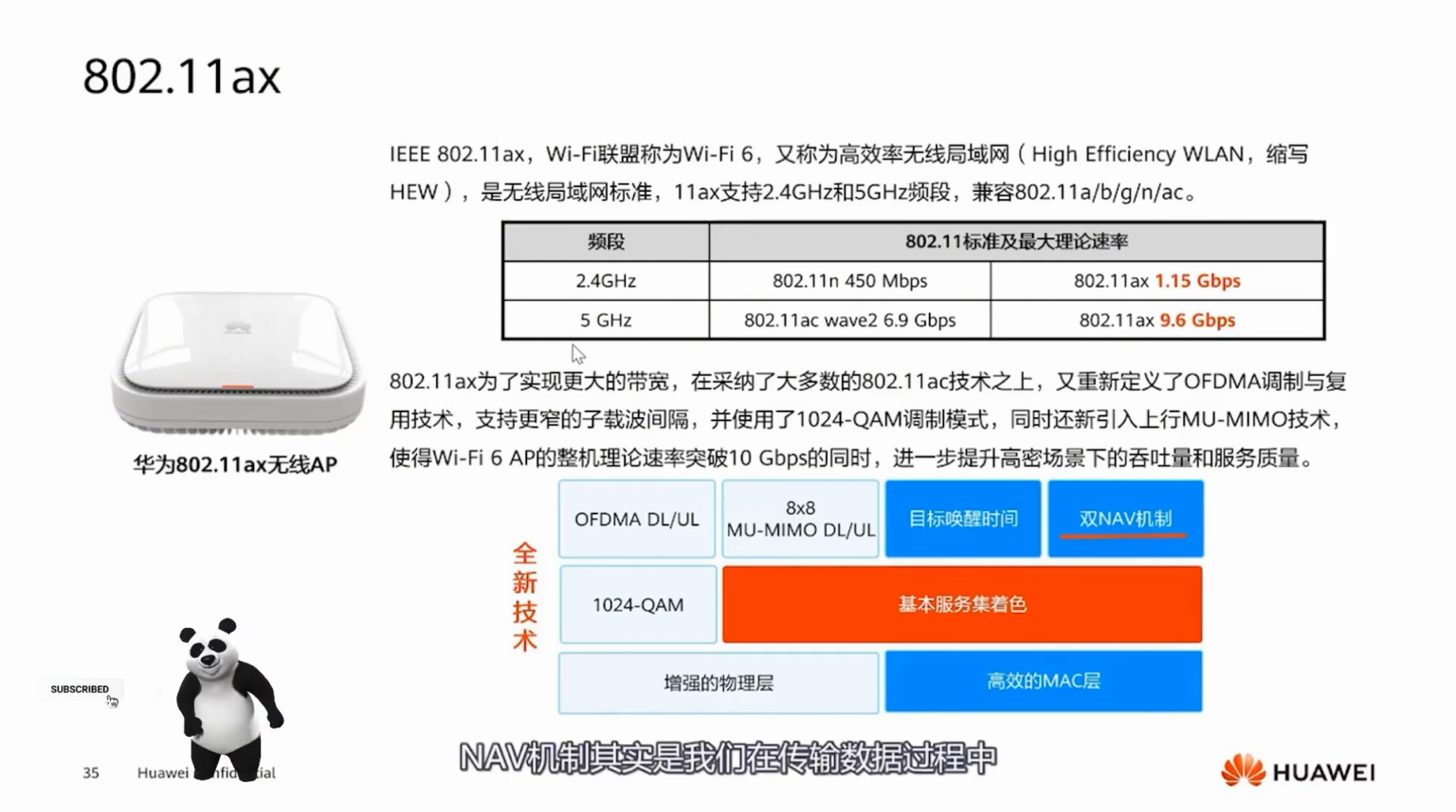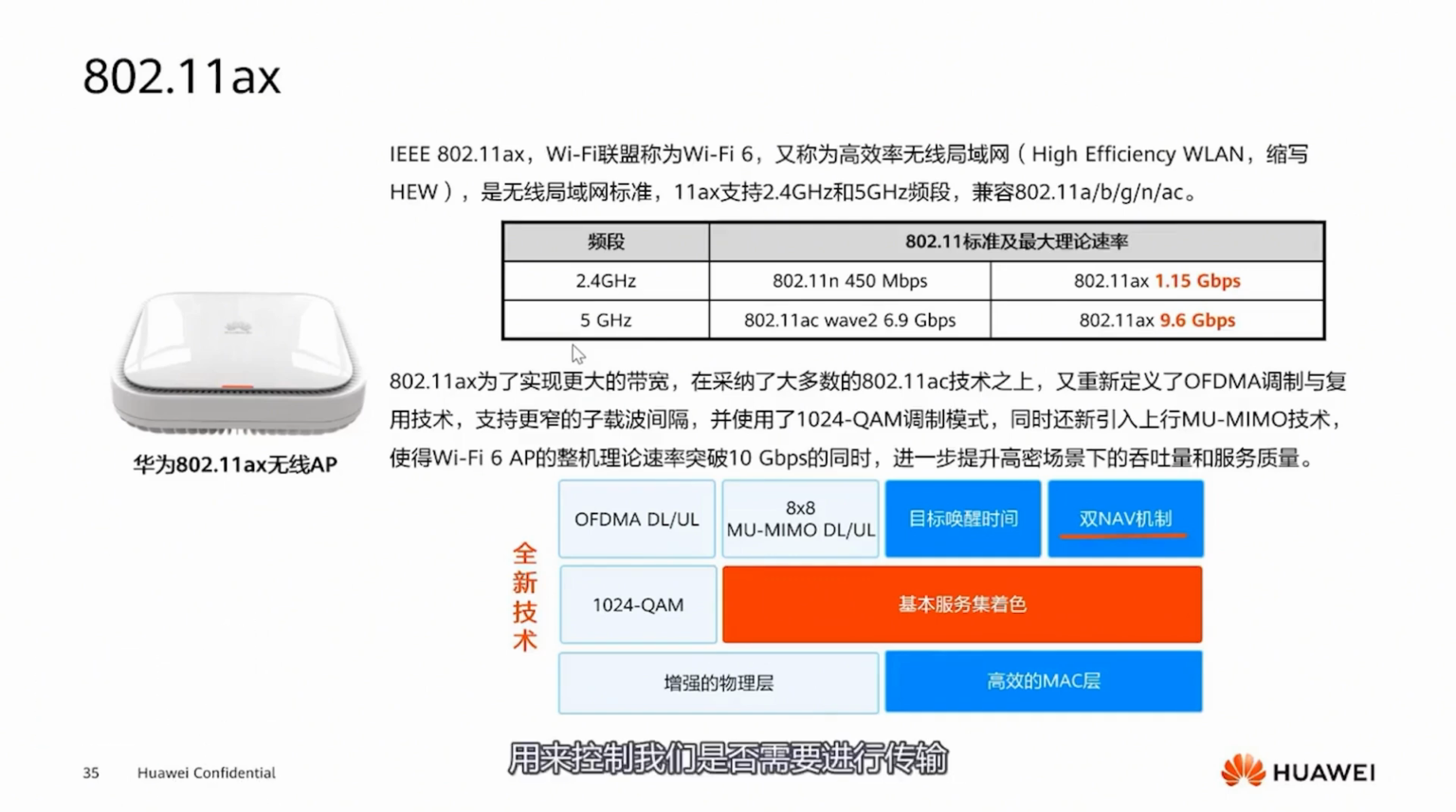What is the dual NAV mechanism? The NAV mechanism is actually used during data transmission to control whether we need to transmit, a negotiation and modulation working mechanism. These are some of the technologies applied in Wi-Fi 6.